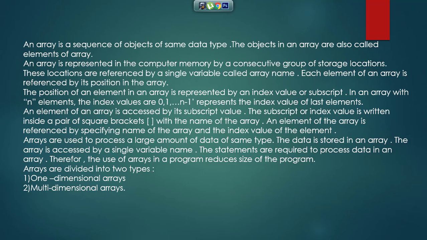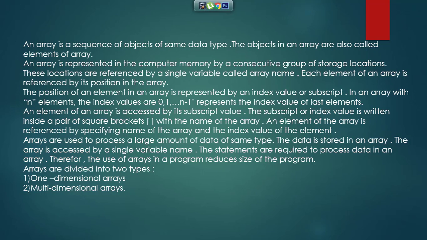Each element of an array is referenced by its position in the array. The position of an element in an array is represented by an index value or subscript. In an array with n elements, the index values are 0, 1 to n-1, where n-1 represents the index value of the last element. An element of an array is accessed by its subscript value. The subscript or index value is written inside a pair of square brackets with the name of the array. An element of the array is referenced by specifying the name of the array and the index value of the element.